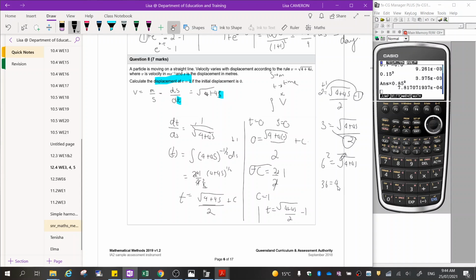36 is equal to 4 plus 4s. Take the 4. Now 32 is equal to 4s. Divide by 4, and I'm left with, ooh, see ya, 8 equals s. So then at t equals 2, s equals 8 meters. Okay, that is a trickier one, but that's what makes it complex unfamiliar.